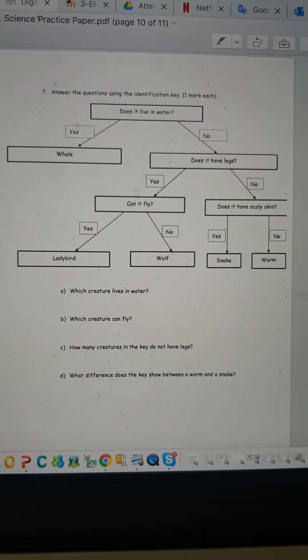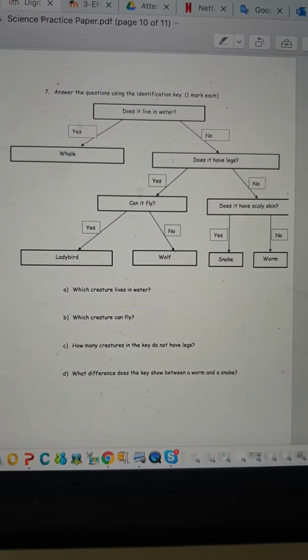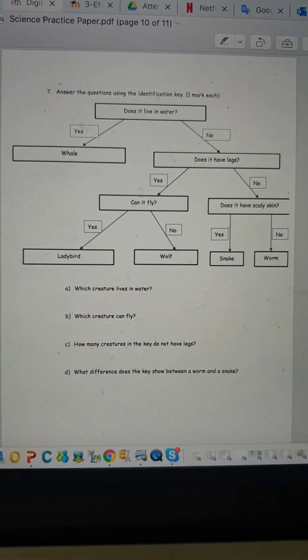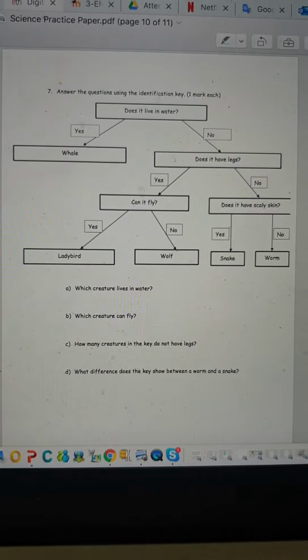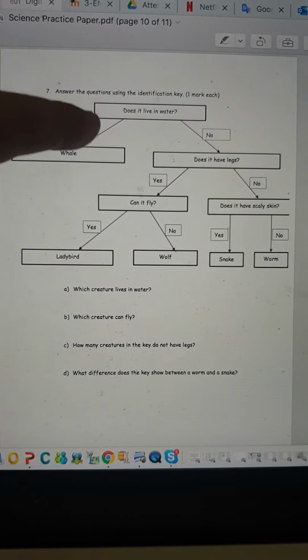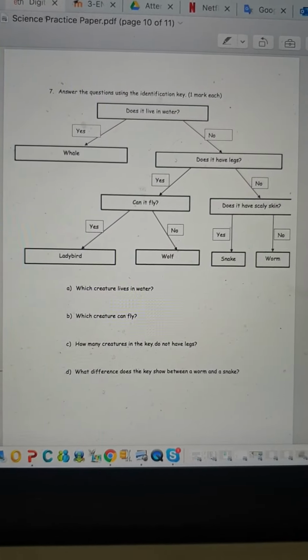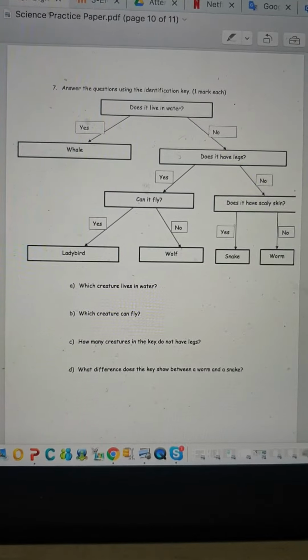So there's an identification key in front of you there, and we have 4 questions, A, B, C and D. So you need to look at the identification key here. This is the identification key here, and we've got 4 questions there, A, B, C and D.